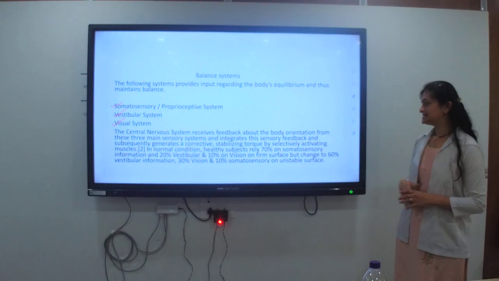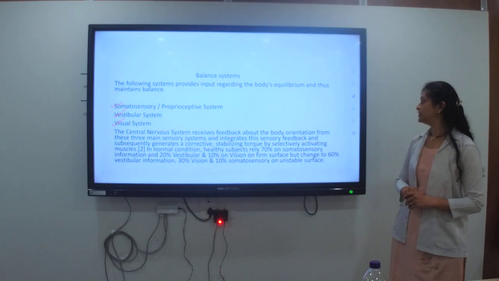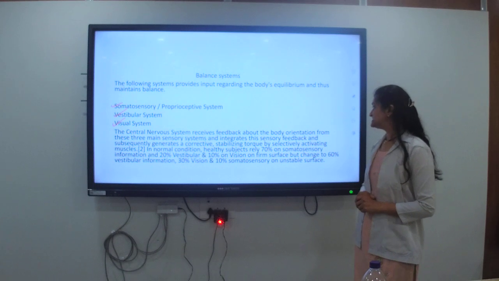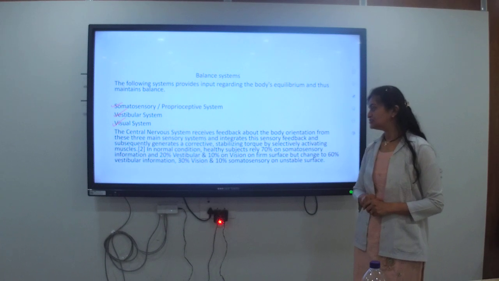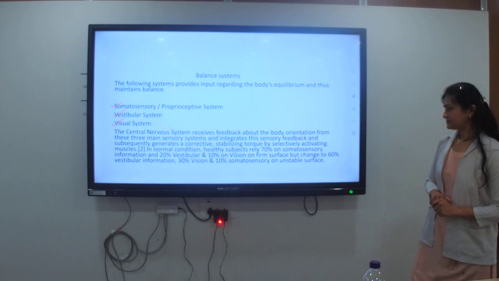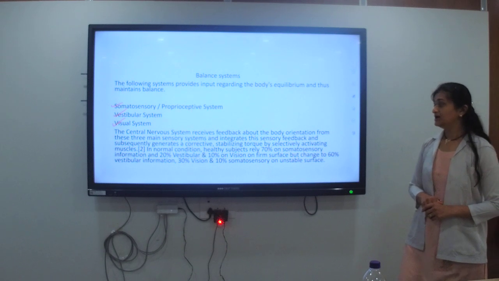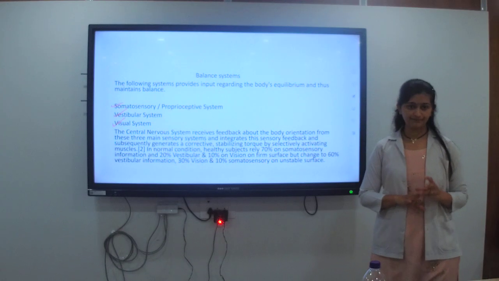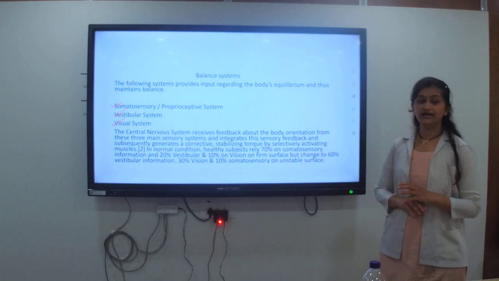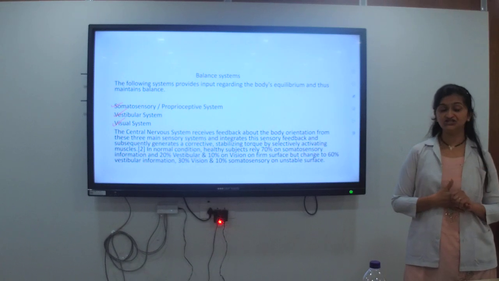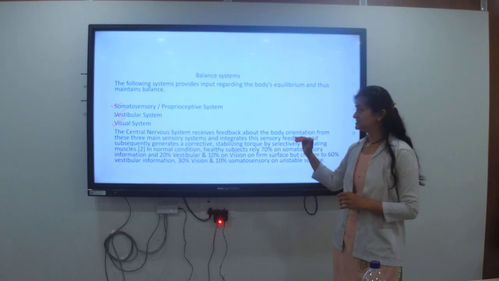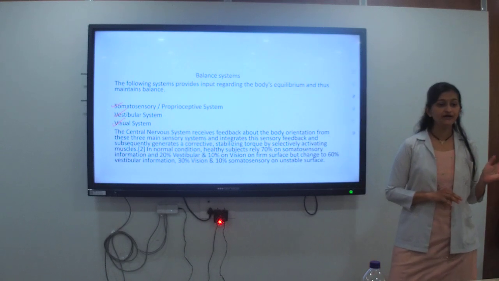The central nervous system receives feedback about body orientation from these three main sensory systems, integrates this sensory feedback, and subsequently generates a corrective stabilizing torque by selectively activating the muscles. So there should be proper work between all these three systems. These three systems should work in conjunction to have proper balance. If any of these three is hampered, the patient will show imbalance.